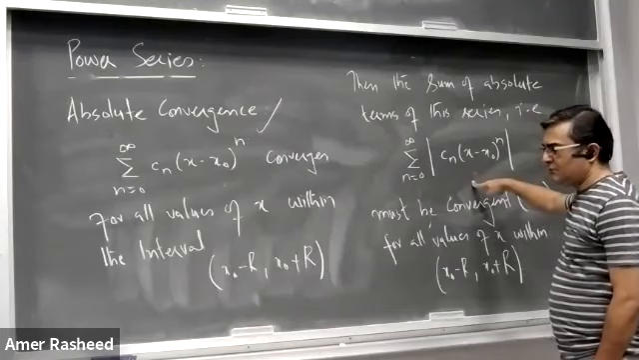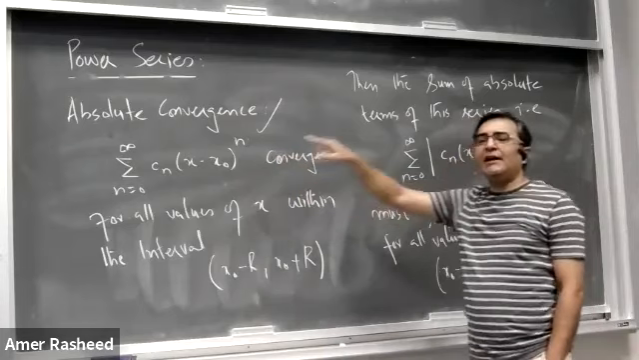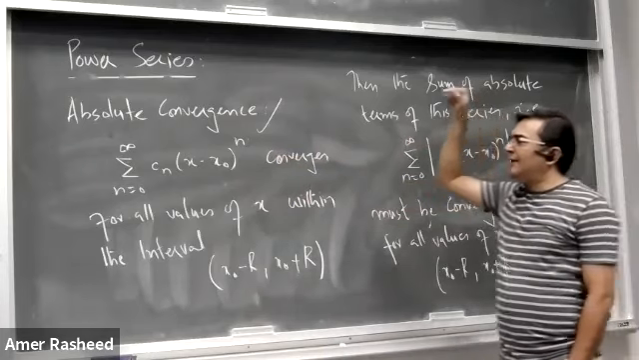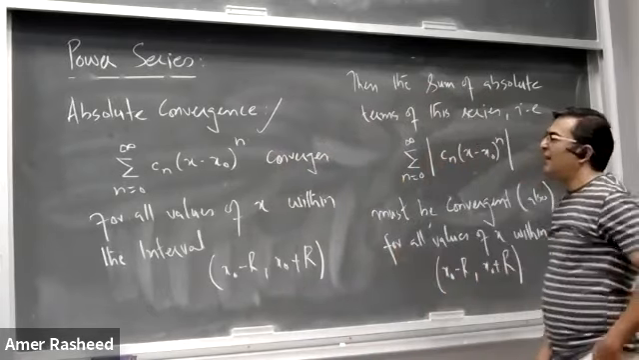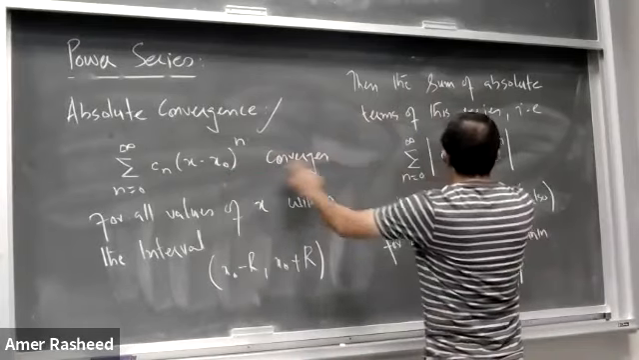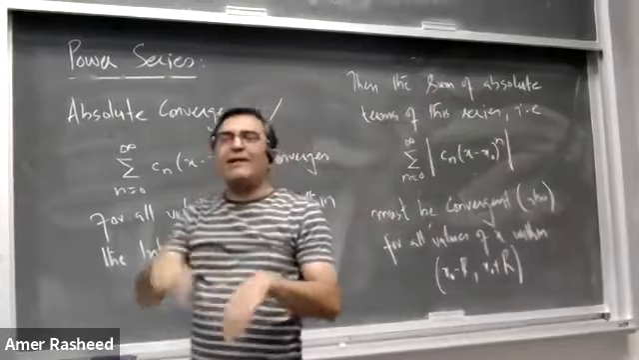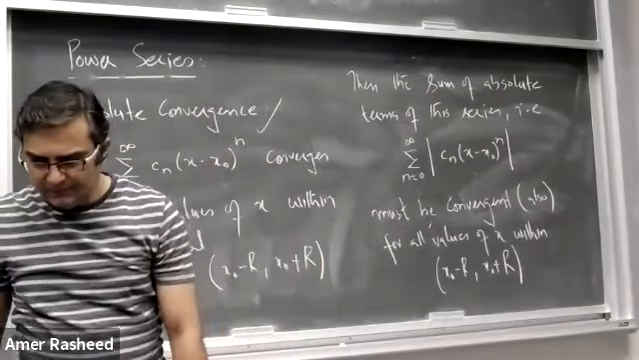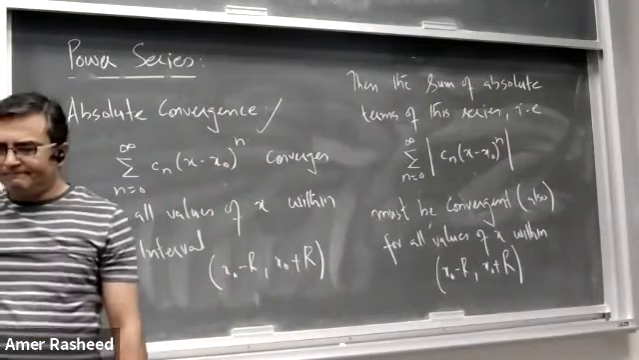If this is convergent, then this series must be convergent. If a power series is convergent, then it must be absolutely convergent. But the reverse of this is not true. If a power series is absolutely convergent, then the original series might not be convergent. You got it? Yes, sir.